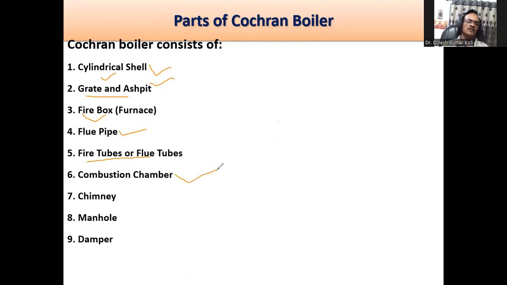Combustion chamber is where the combustion of the fuel takes place. Chimney is the passage through which the exhaust gases leave the boiler after supplying heat to the water. Manhole is an elliptical hole through which a man can enter for servicing or repairing purposes, and the damper controls the amount of exhaust gases passing through the chimney. So these are the different basic parts of this boiler.